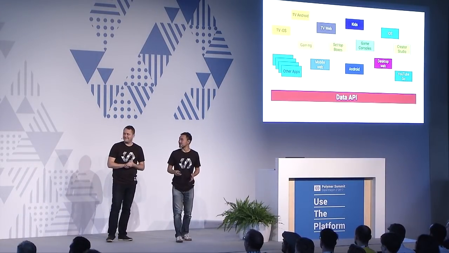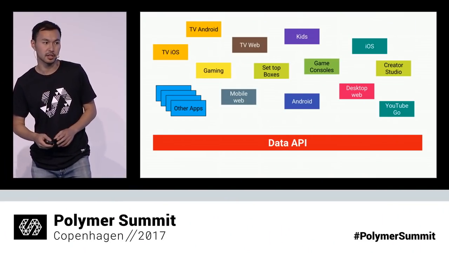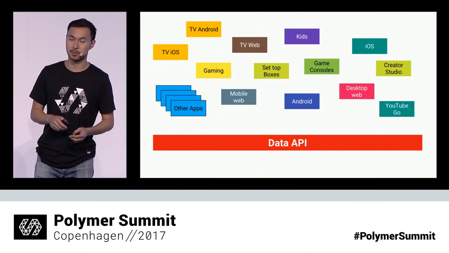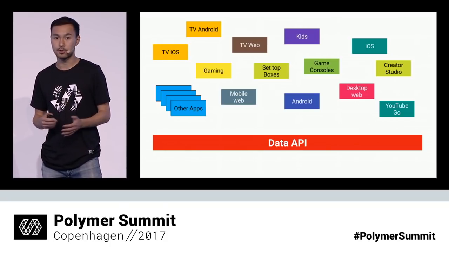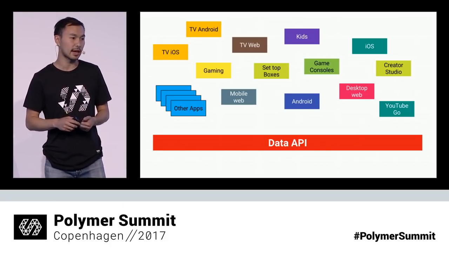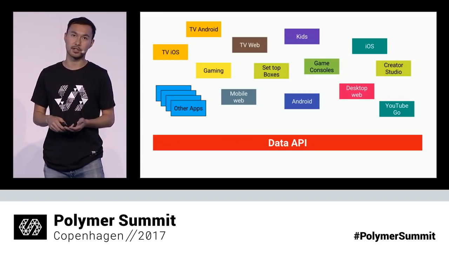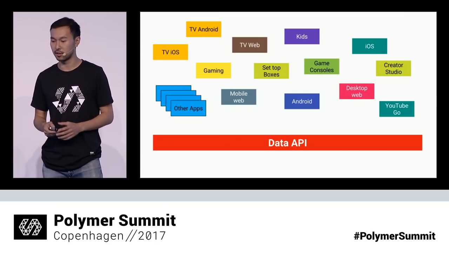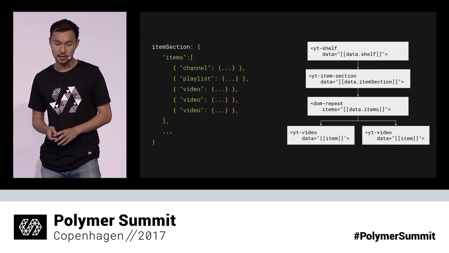So here's a small set of apps that run on this Universal Data API. And we're not just talking about web. We also have apps on iOS, Android, game consoles, TVs, and of course, different verticals. We have apps for kids, apps for creators, apps for TV, apps that replace your TV, that run on TVs, and everything. And all of these run on this Universal Data API. So what does it look like?